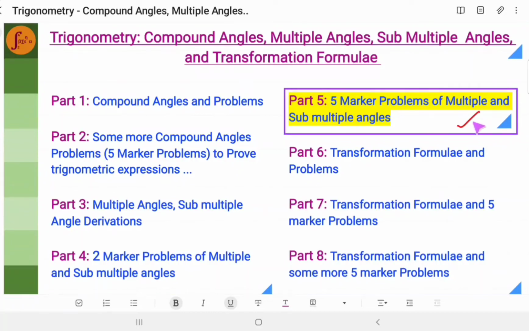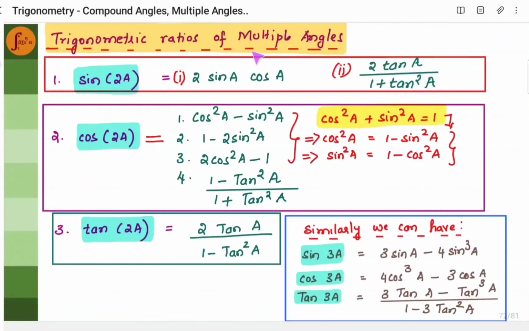Hi everyone. In this video, we'll go through 5 marker problems related to multiple and submultiple angles. Here is a list of trigonometric ratios for multiple angles: sin 2a, cos 2a, tan 2a. Now using these formulas, we'll solve the 5 marker problems.